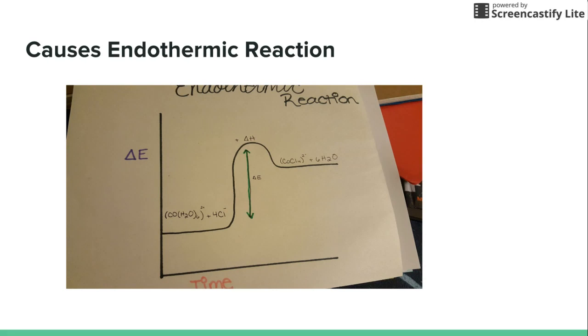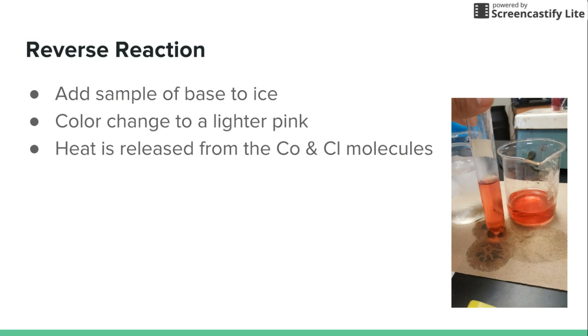As you can tell by the graph, our reactants are our Co(H2O)6 plus the 4Cl. So when we added the heat, it produced the CoCl4 plus 6H2O. And then for the reverse reaction, I put a sample of the base into the ice, which caused the color to change to a lighter pink, as you can see here.